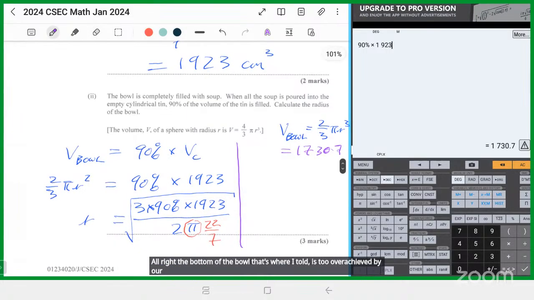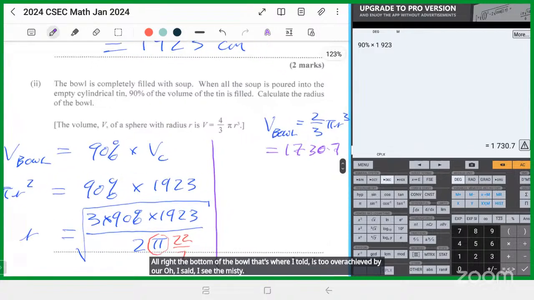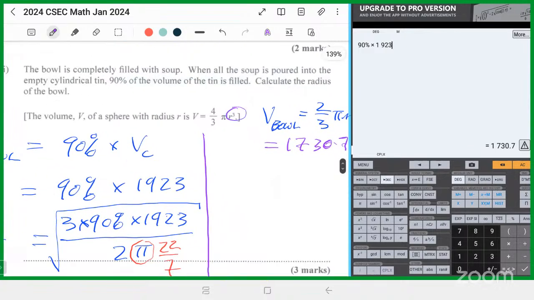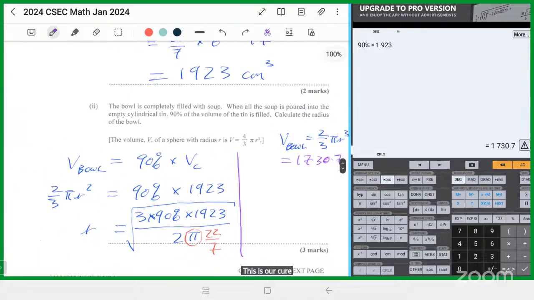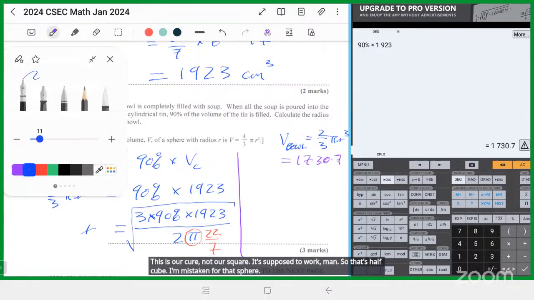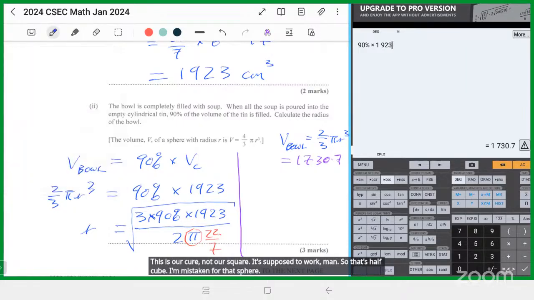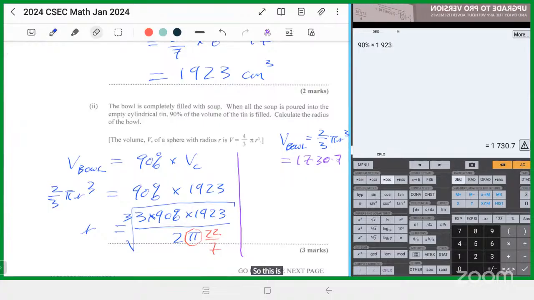Oh, I see the mistake. This is a cube, not a square. That's a cube, not a square. So it's supposed to work. I made a mistake and put a square. So this is actually a cube root. That is the mistake. All right, let's go back.